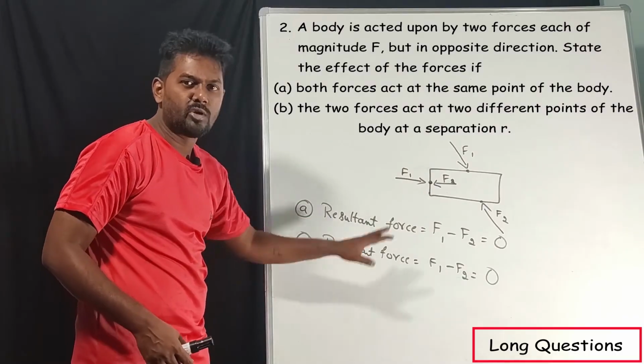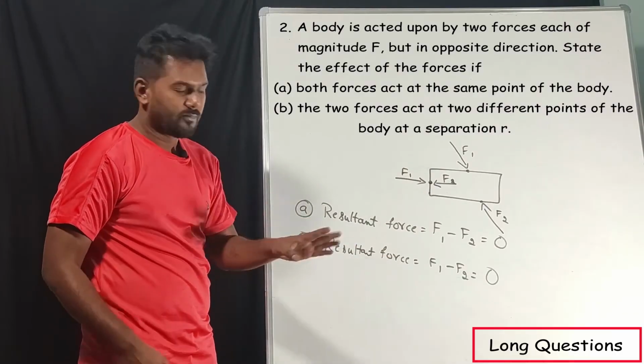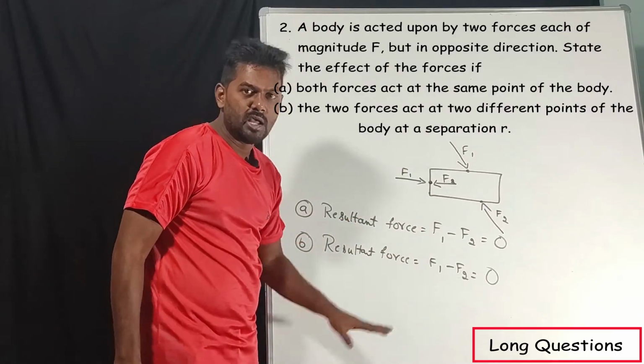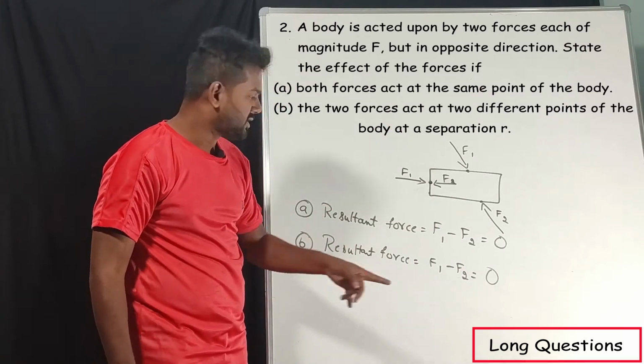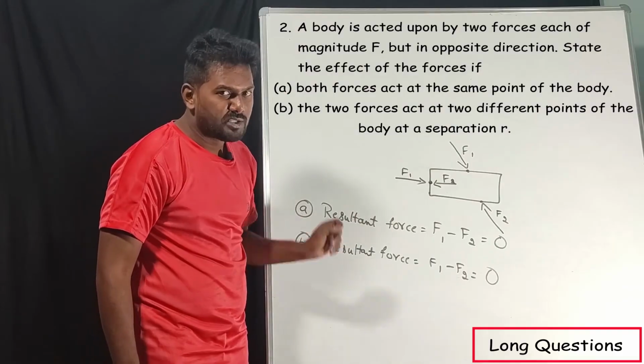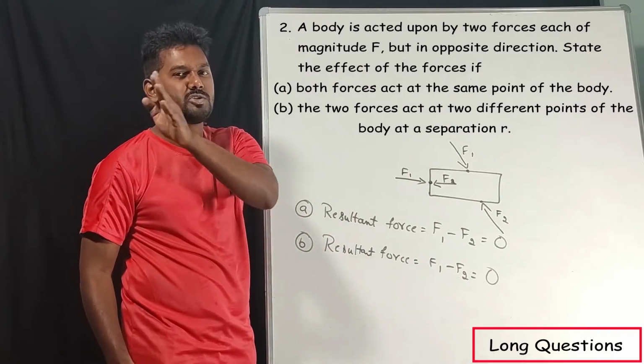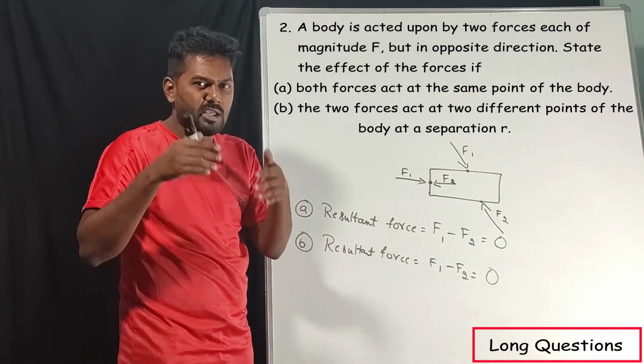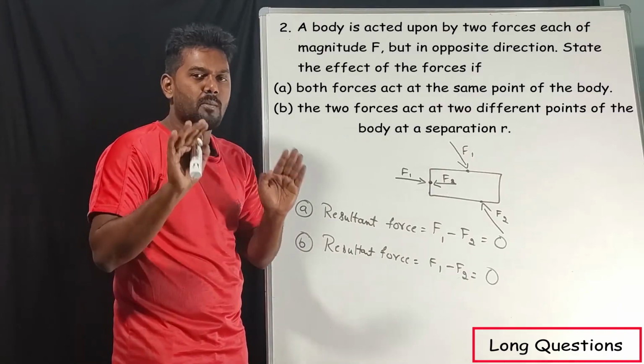The same thing you have to write for subquestion B. Even though there are two different points, the forces are in opposite direction. That is why F1 minus F2, that is 0. The resultant force is 0. If the resultant force is 0, moment of force is also 0. If the moment of force is 0, then there will be no effect on the body.